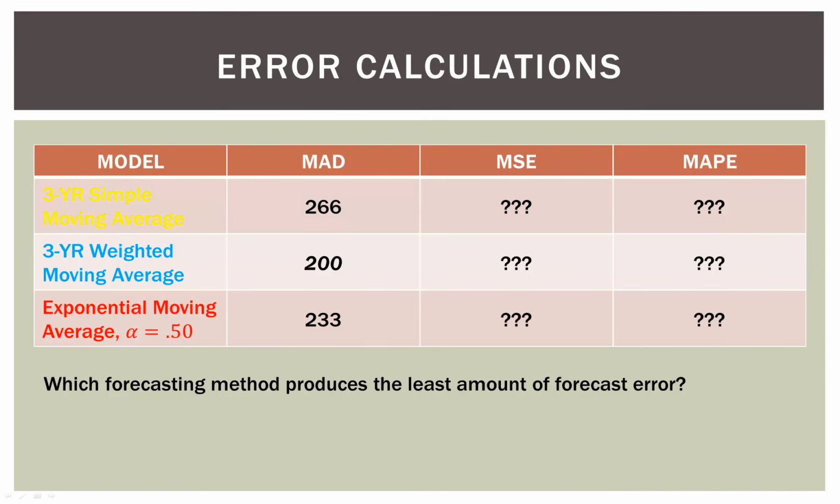So I went ahead and did the MAD for all 3 models. So we just did the 3-year simple, which is 266. The 3-year weighted moving average, the MAD was 200. And the exponential moving average of alpha of 0.5 was 233. So you can see that at least for the MAD, it's the 3-year weighted that produces the smallest error.